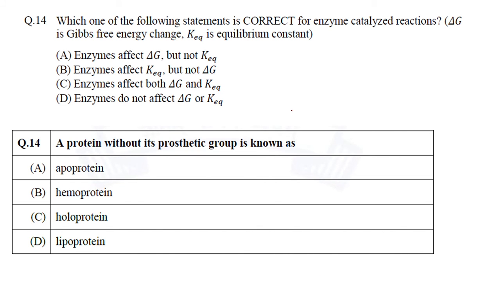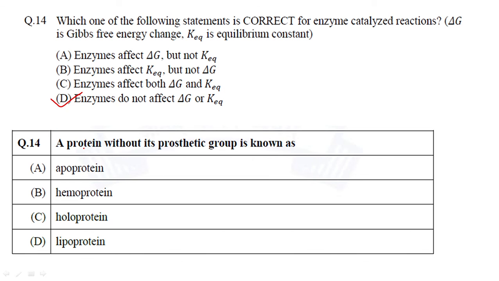You can pause it and try to solve. I will be directly solving these questions. The first question is, which one of the following statements is correct for an enzyme-catalyzed reaction? Delta G gives free energy and Keq is the equilibrium constant. So we know that the enzyme does not affect G, means free energy, or Keq. So the answer will be D. Correct.